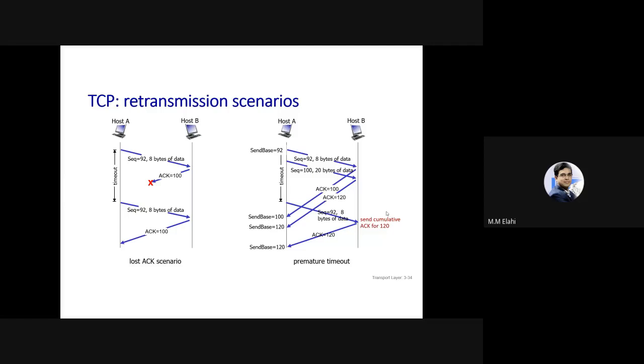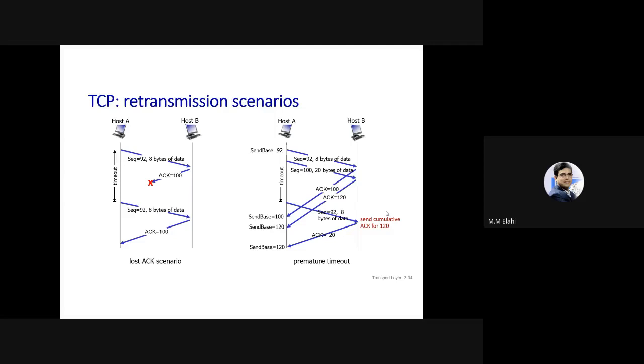If there is a gap in the middle, then it will send the acknowledgement before the gap, like go back, but there is no gap. So even if it received 92, 8 bytes of data a second time, the receiver understands this is a duplicate, but the receiver will not send 100, the receiver will send 120.